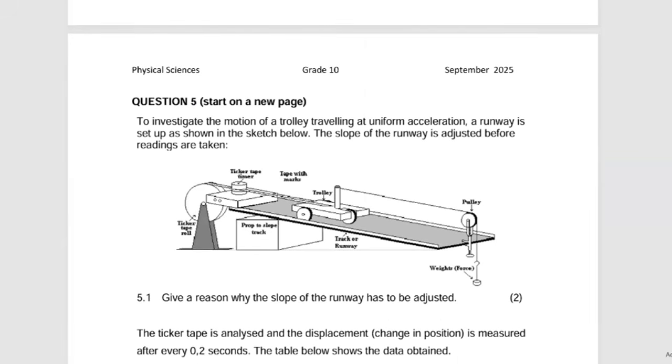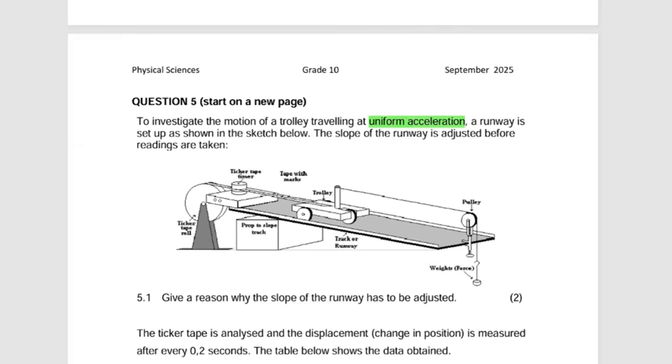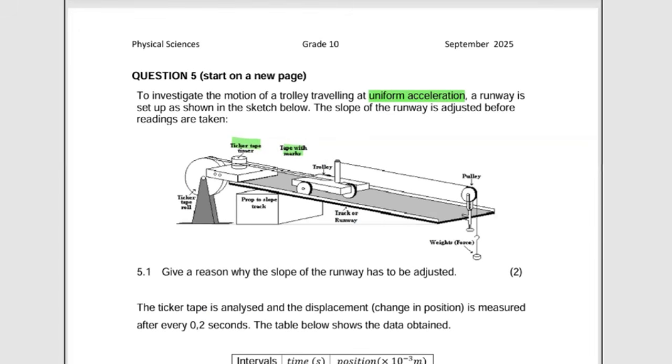Then we proceed to the next question, question number 5. To investigate the motion of a trolley traveling at a uniform acceleration, a runway is set up as shown in the sketch below. Then the slope of the runway is adjusted before readings are taken. Now we have a pulley, a ticker tape timer, and our tape with the marker. Can you see they formulated an inclined plane? This is the horizontal part, and then we have an angle theta there.